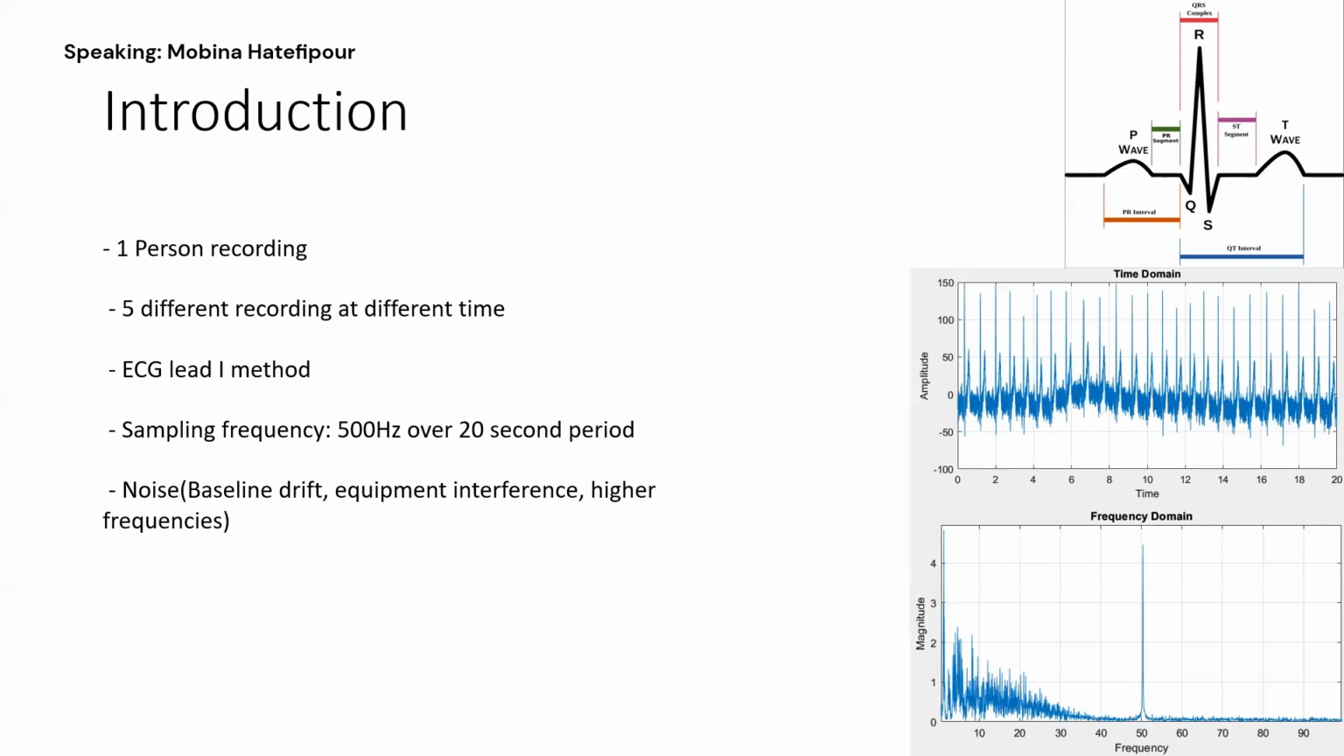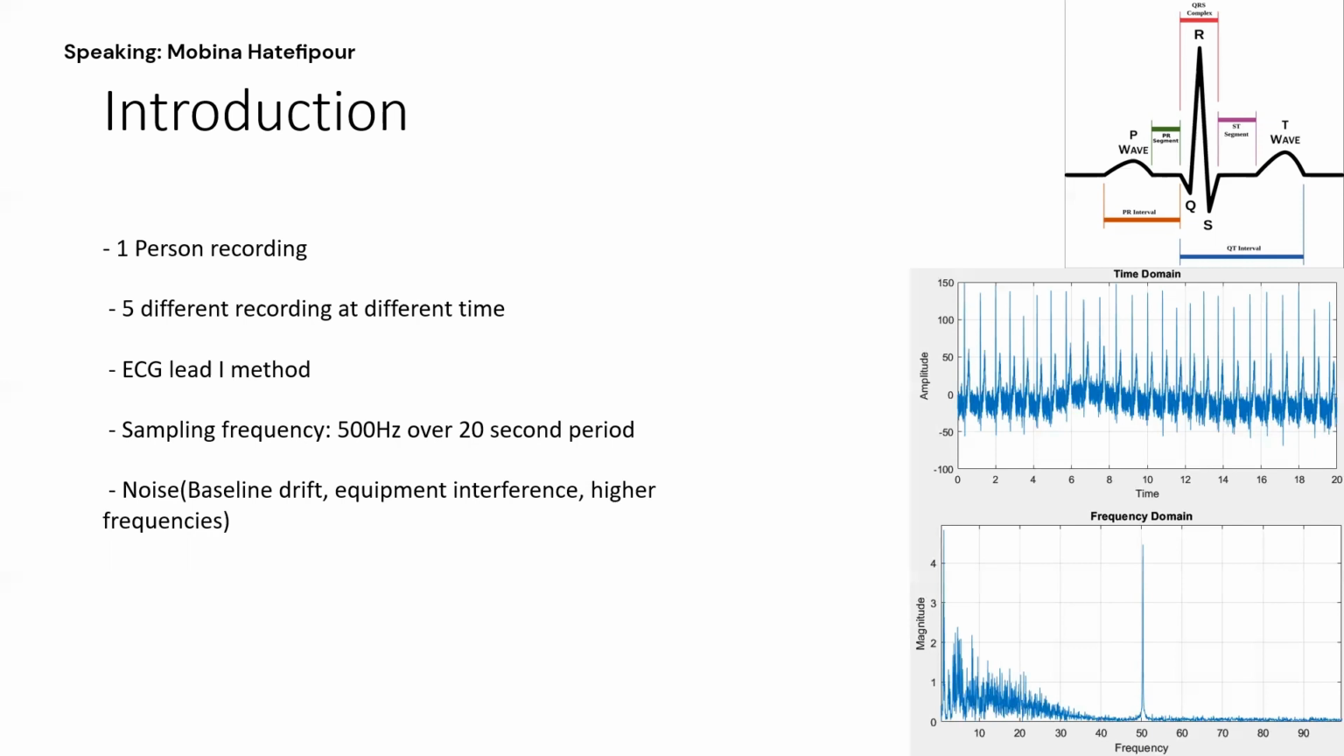We chose to collect our data from a database, and we chose 1 out of 90 individuals and chose 5 different recordings at different times from that person's heart recordings. Each recording is 20 seconds long and has a sampling frequency of 500 Hz. The recording method that was used is called the single lead ECG method.